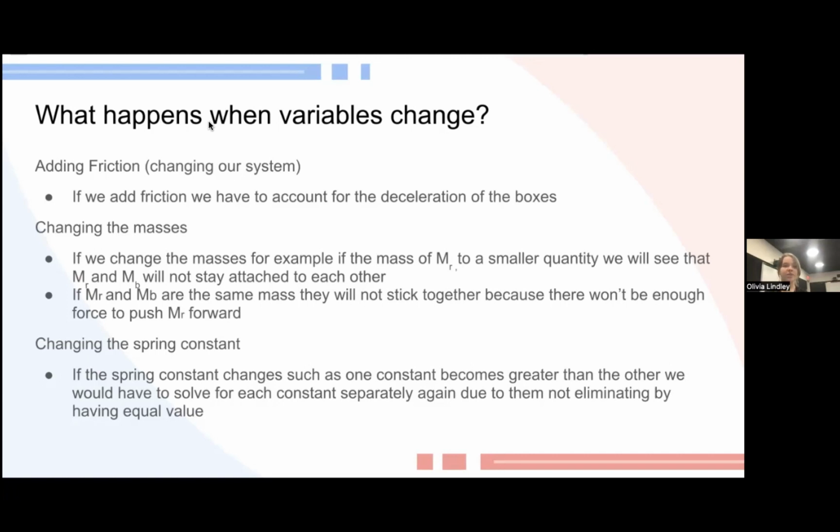And so what happens if we change the spring constant of either or both springs? Well, the reason why our equation and final answer works is because the two springs are exactly identical, which means that their spring constants are also identical to one another. And so if we make one of them greater than the other, then we have to solve for each constant separately and not eliminate them as having equal value.